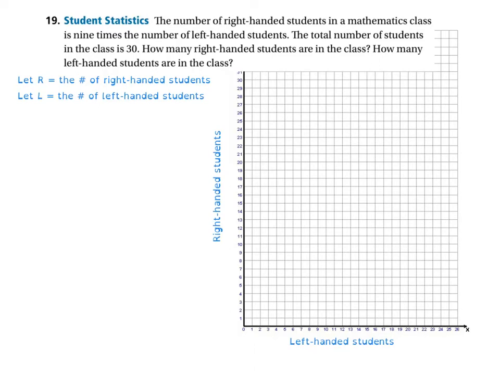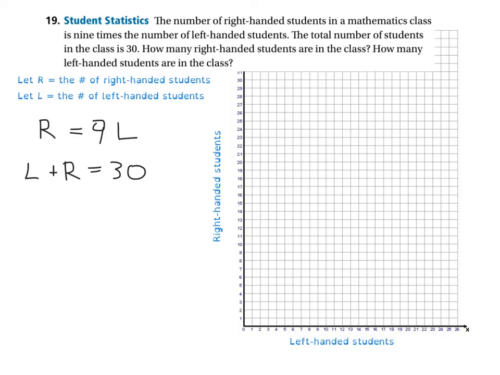Now, we know this really interesting fact. If you take the number of left-handed students and you multiply that by 9, that's going to equal the number of right-handed students because there's 9 times more of them. So we can say R is equal to 9L. We also know that the number of left-handed students plus the number of right-handed students total is 30, because that's how many kids are in the class.